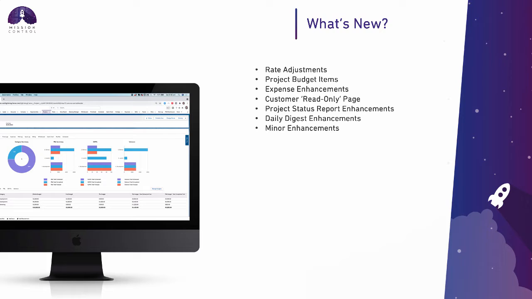So we've got some major features coming. The rate adjustments give you the ability to manage your rates across different periods of the project, whether you're changing through annual increases or you've agreed a certain period of time where you're going to be charging a different rate to a customer. The project budget items allow you to break that project budget down into individual line items, and you can associate and track your performance from an action perspective, recording your time and your expenses.